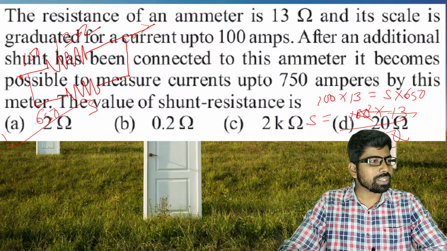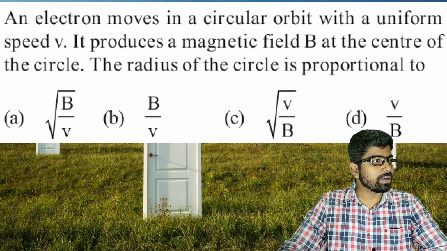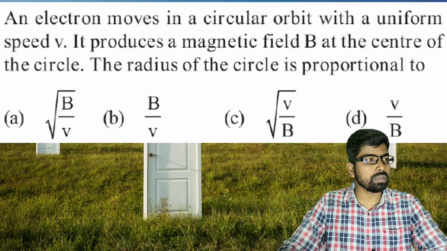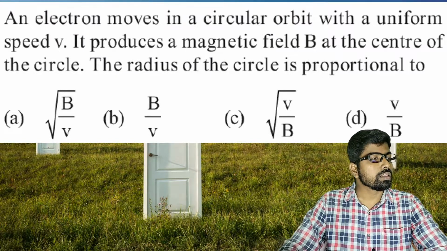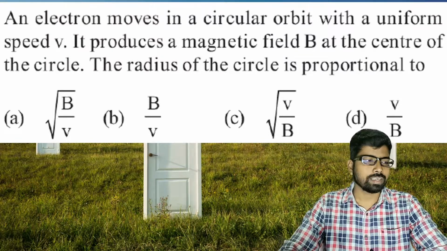Okay, so with that, let me take you to the next question. It's a very interesting question. An electron moves in a circular orbit with uniform velocity v, and it produces a magnetic field B at the center of the circle. The radius of the circle is directly proportional to what? Four options are there, and let us see.